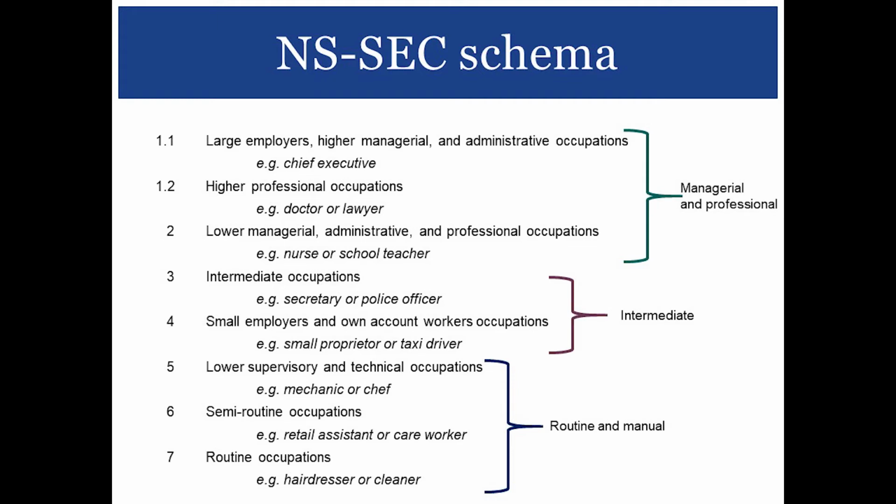In NSEC 3, we have intermediate occupations, for example, secretaries or police officers. In NSEC 4, we have small employers and own account workers, for example, owners of small businesses or taxi drivers. And taken together, these are considered the intermediate occupations. And then in NSEC 5, we have lower supervisory and technical occupations, for example, mechanics or chefs. In NSEC 6, semi-routine occupations, for example, retail assistants or care workers. And in NSEC 7, routine occupations, for example, hairdressers and cleaners. And taken together, NSEC 5, 6 and 7 represent routine and manual occupations. So this schema is not strictly hierarchical, but we can intimate that those in the managerial and professional occupations are in more advantaged social class positions than those in routine and manual occupations.